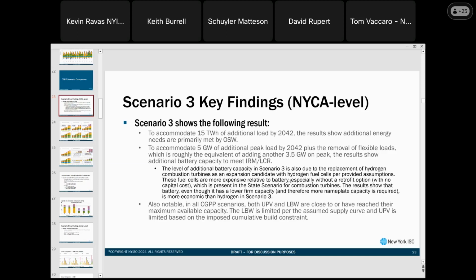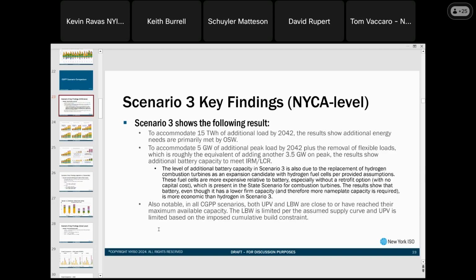So what we had in the state scenario is these DEFR units were related to existing units that could retrofit, and instead of burning fossil, they could burn hydrogen. And when we do this change, when we add this more expensive DEFR option, the results are showing that the battery, even though it has a lower firm capacity, and that's driven by ELCCs, even though there's more nameplate capacity required, the model is still finding the battery to be more economic than the hydrogen in this scenario. So this is, I think, perhaps most driving of the additional battery that you'll see in these results.